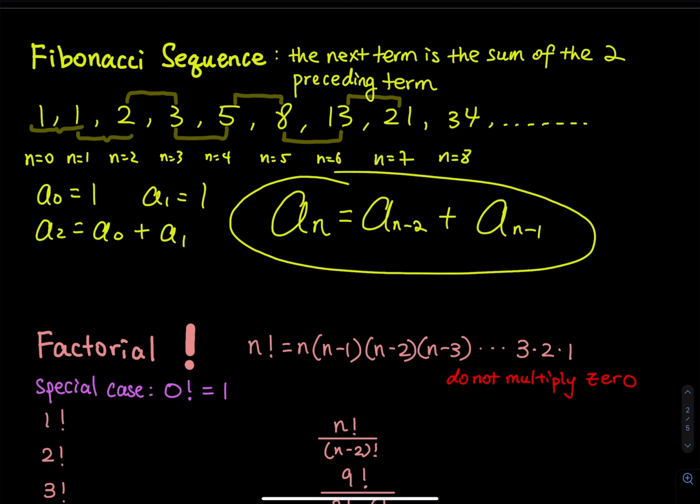So when you study English, this sign is called an exclamation mark, right? But please don't say the word exclamation mark in math. In math, we call this factorial. So n factorial is equal to n times n minus 1 times n minus 2 times n minus 3, and then all the way to 3, 2, 1, but you do not multiply 0, because once you multiply 0, everything becomes 0. And there is a special case: 0 factorial is equal to 1.